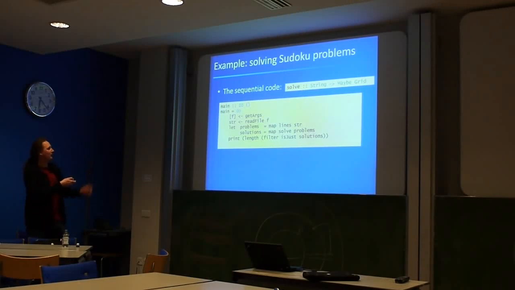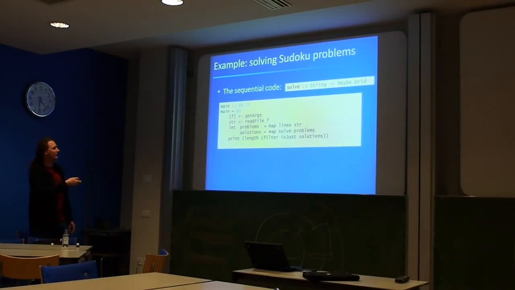So this is the whole program, apart from the solver, which is in a separate module. So it has a command line argument, which is the file that we're going to read that has all the data in it. And we read that file into a variable str, and then separate the contents of the file into lines. I made a slight mistake, I shouldn't say map there. It should just say lines str. So that separates the file into lines, where each line is a single data set that we're going to solve. And that gives us a list of problems.